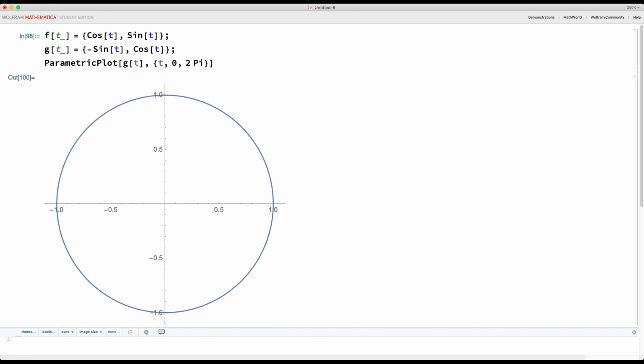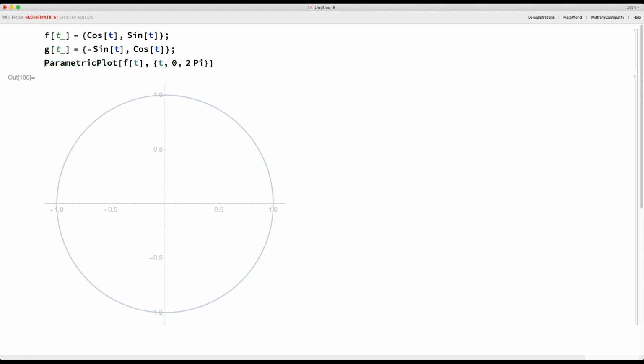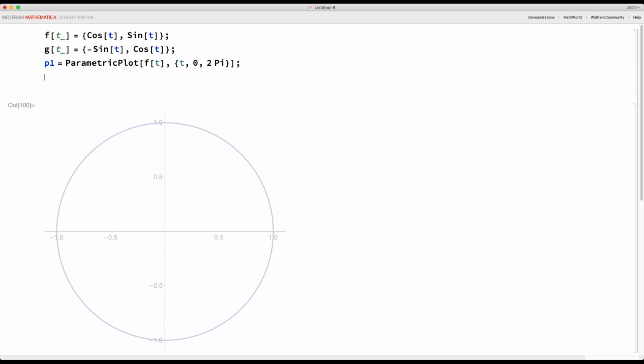right. Okay? All right. Now, I'm going to do some fancy stuff here. Okay, so behold. Behold. Okay, so I'm going to make this back to f of t, and I'm going to say p1 equals this, and then fasten your seatbelts, boys.